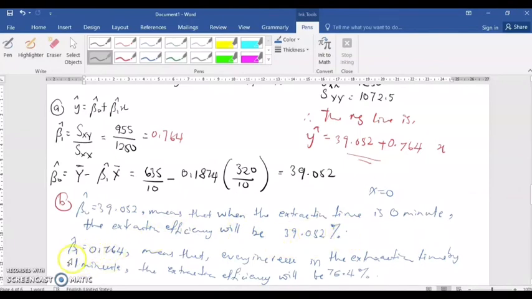So for the next one, data 1 means that for every increase in the extraction time by 1 minute, every increase in 1 unit, the extraction will be 76.4%. So that one is the key.